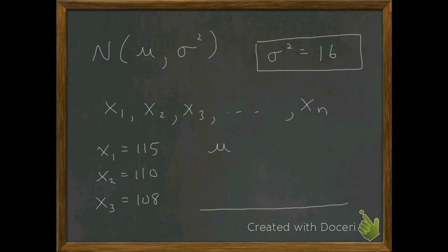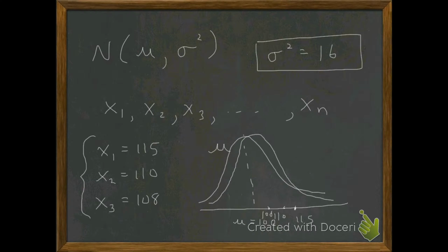So how likely does it seem that we have a distribution mean of 100 with this data? Well, this data has an observation of 115, an observation of 110, and an observation of 108. There's a chance that we could get this data from a distribution with a mean equal to 100, but it's probably more likely that this data came from a distribution with mean 101. It's probably more likely this data came from a normal distribution with a mean of 102.